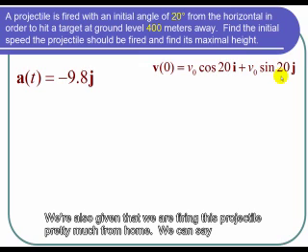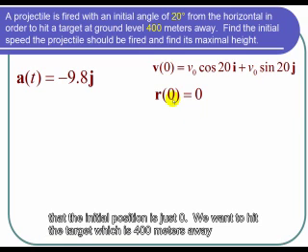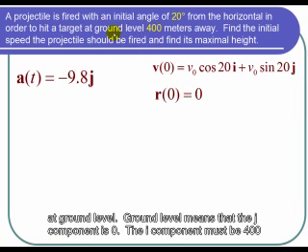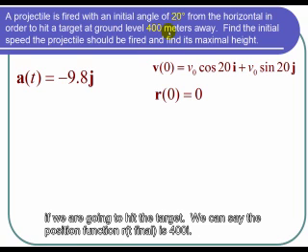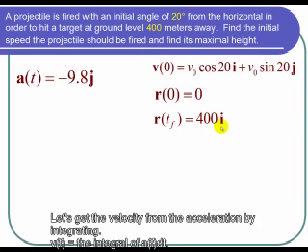We're also given that we're firing this projectile pretty much from home, so we can say that the initial position is just 0. We want to hit the target, which is 400 meters away at ground level. Ground level means that the j component is 0, and the i component must be 400 if we're going to hit the target. We can say the position function, r of t final, is 400i.